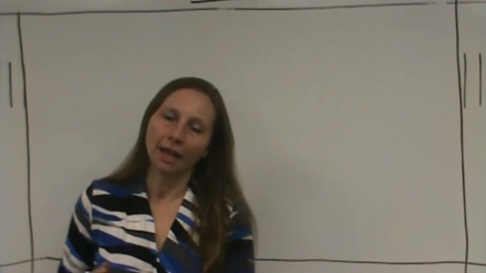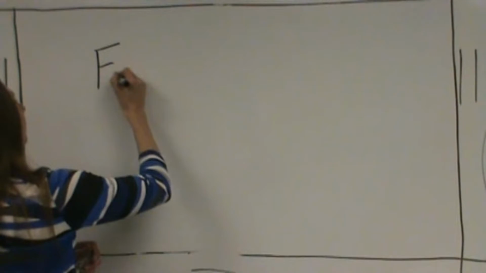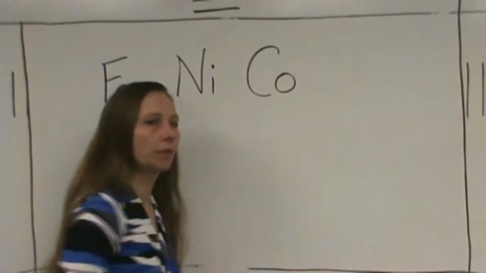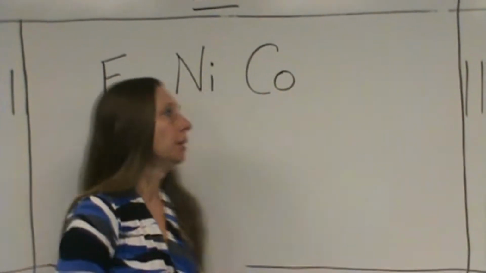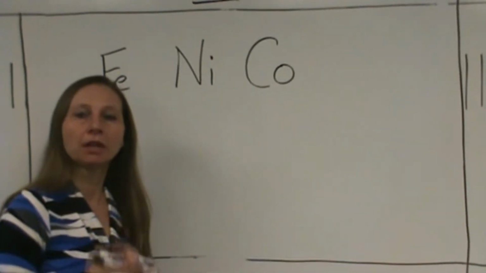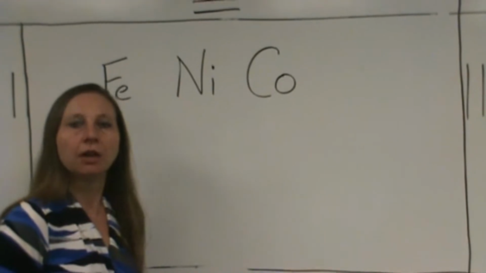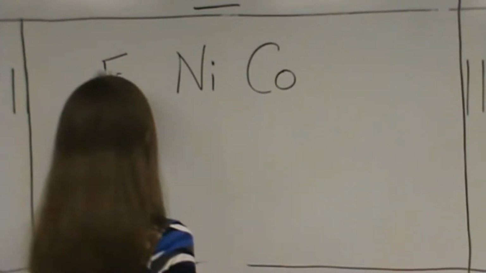Now, there are elements such as iron, nickel, and cobalt, which can very easily be made into magnets because of the properties of these elements, the way that their electrons are arranged, allows them to become magnetized very easily and to retain that magnetism and become permanent magnets.